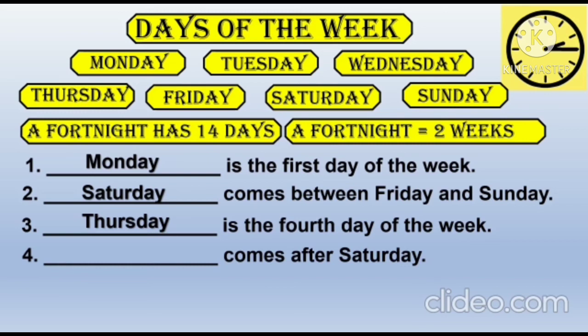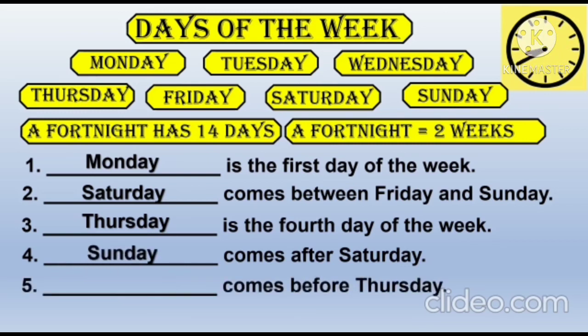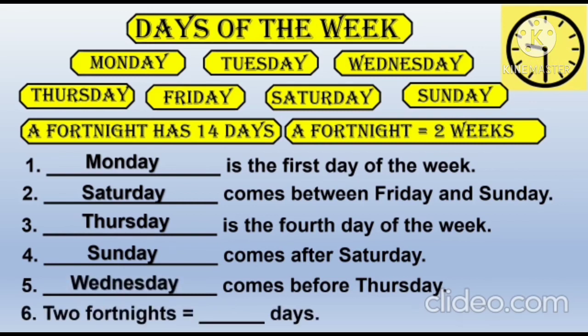Dash comes after Saturday. That we all know, after Saturday we have Sunday. Dash comes before Thursday. So we have to go backward. Before Thursday we are having Wednesday. 2 fortnights is equal to dash days. Children, we have seen just now 1 fortnight is 14 days. So 2 will be 2 into 14. Look at the next question. 1 week is equal to dash days. That is equal to 7 days.